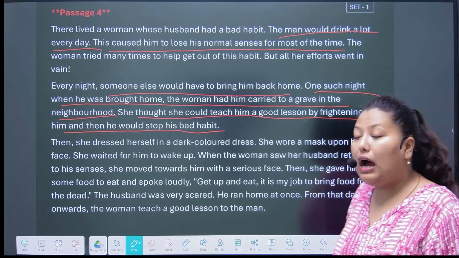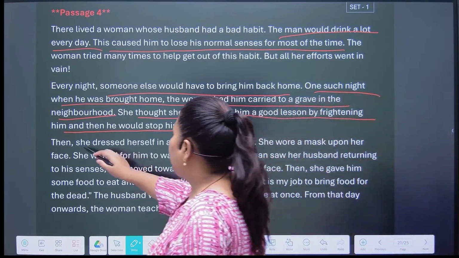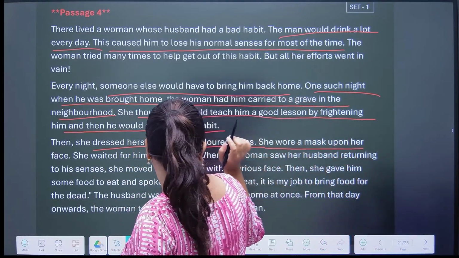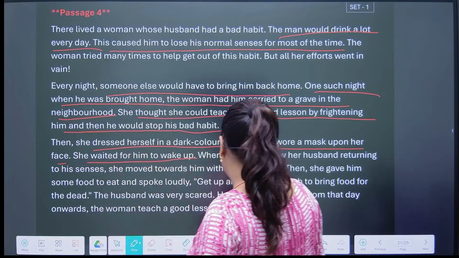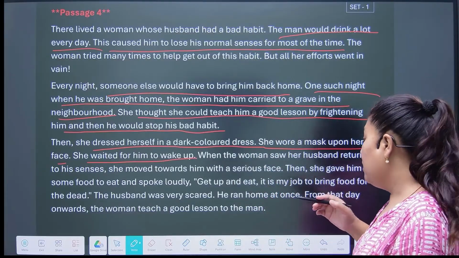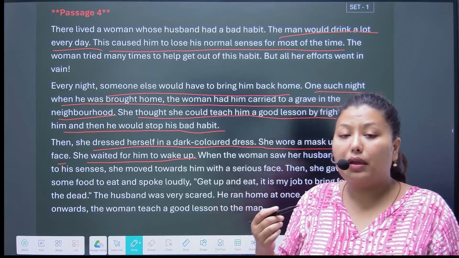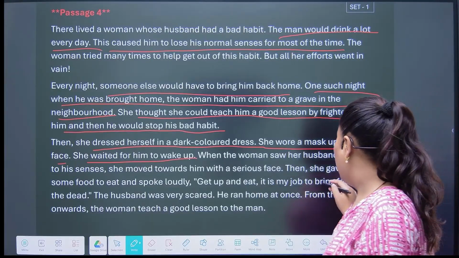Next question: how did the woman frighten her husband? She dressed herself in a dark colored dress. She wore a mask upon her face, and she waited for him to wake up. And when the woman's husband woke up, how did she frighten him?